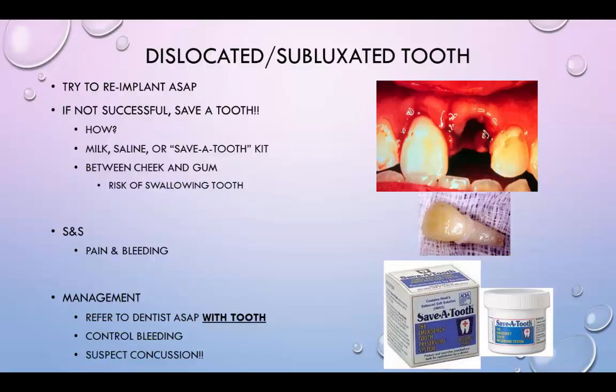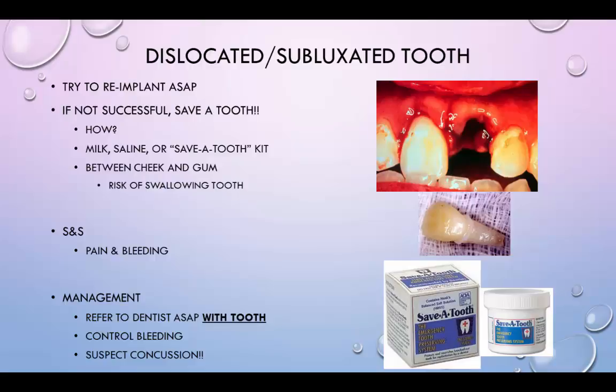How do we save the tooth? Well, we can place the tooth in milk, saline, or even a save-a-tooth kit. We can also place it between the cheek and gum of the person to keep it in the same environment of the mouth. However, there is a risk of swallowing the tooth, and let's be honest, if a tooth is swallowed, there isn't any purpose in trying to retrieve it, to try to reimplant it in the mouth. No one will want it in their mouth after all the places it's traveled anyway.